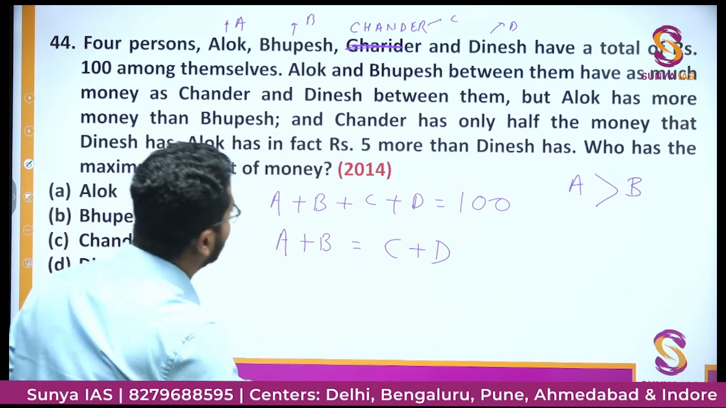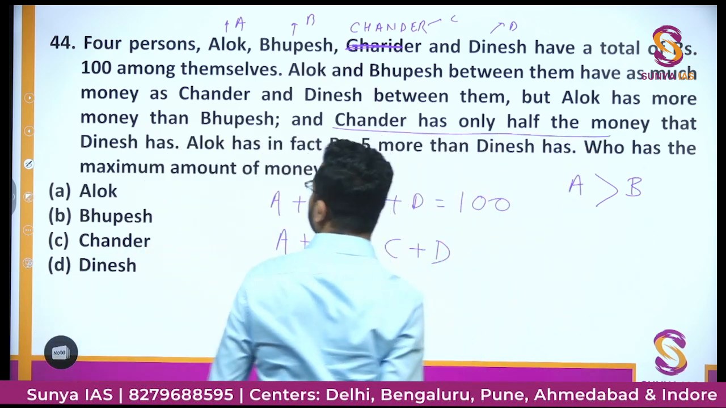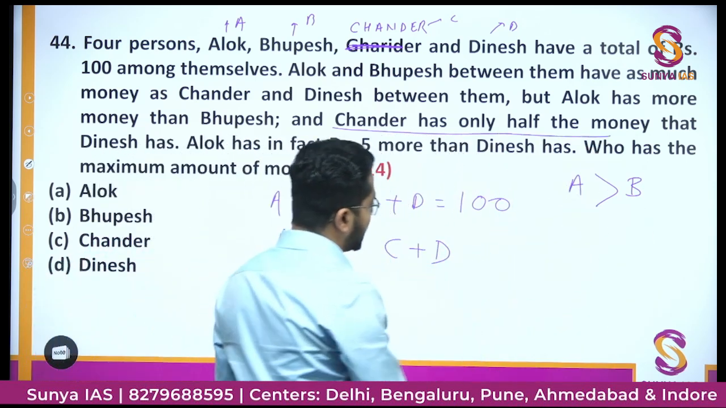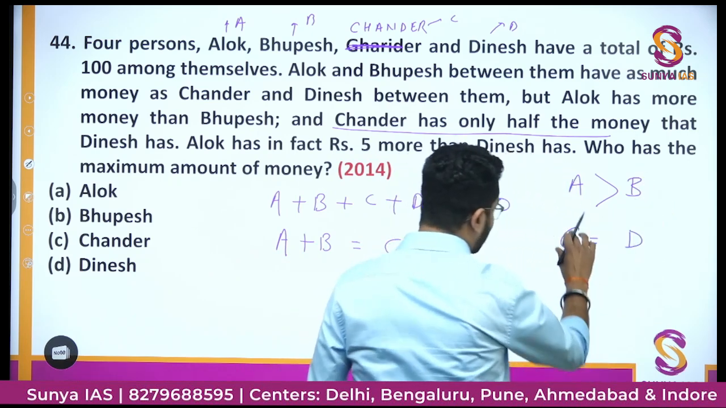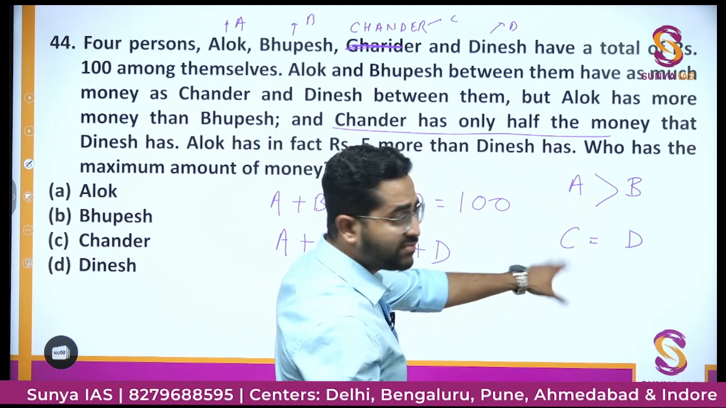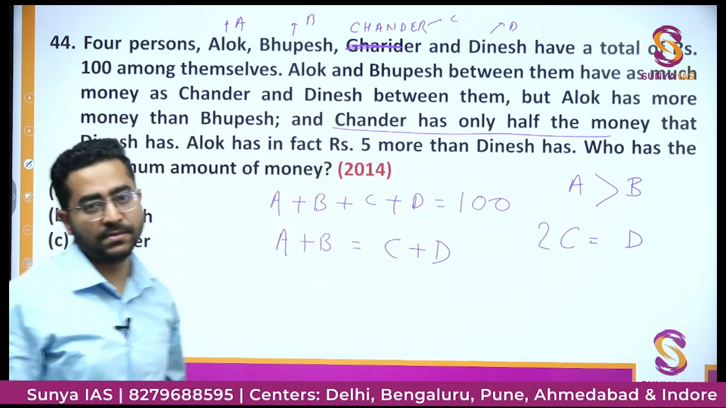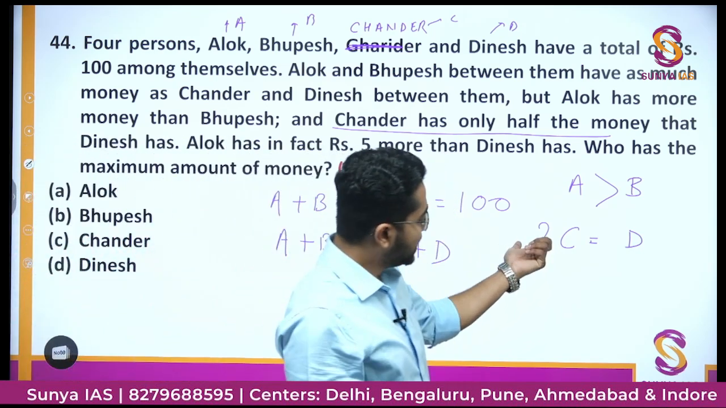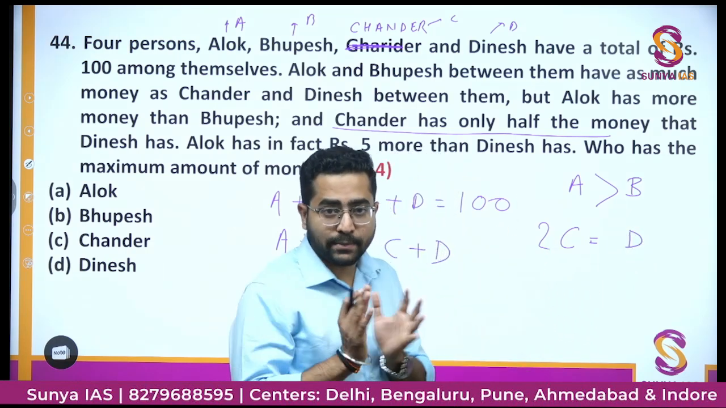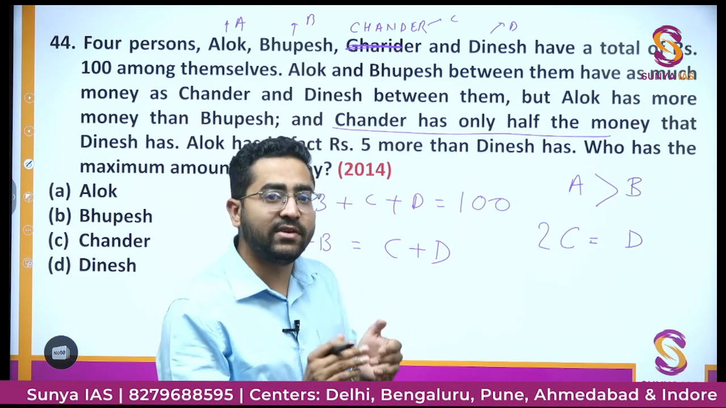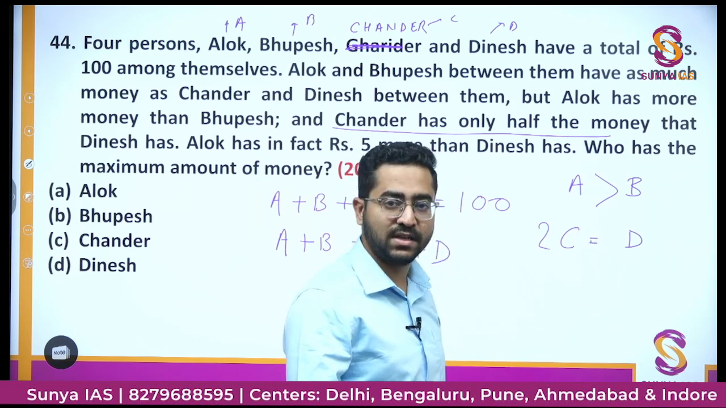That is, Alok has more money than Bhupesh, and Chandar has only half the money that Dinesh has. Meaning Chandar has half of what Dinesh has. That is, if we double Chandar's money, that would be equal to Dinesh's money. So you can see this equation. How did we write this equation? Chandar has half the money as Dinesh. So Chandar has less, how much less? Half. So what will we do? If we double Chandar's money, that is, give Chandar that much money again, it would be equal to Dinesh's money. Okay.